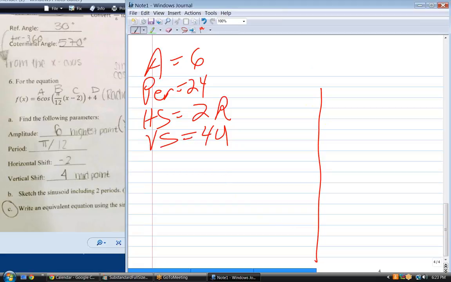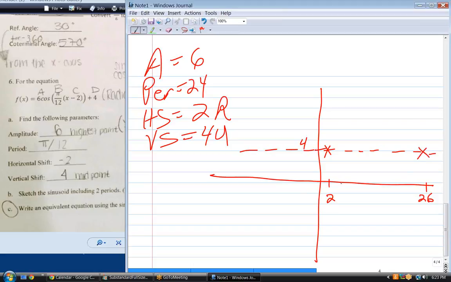So, here's how I'm going to graph it. I'm going to start by going up 4, draw my dotted line. Next, I'm going to go to the right 2 units. This is my starting spot. Okay. If it was a sine curve. I'll get back to that for a moment because this is a cosine curve, so I don't start there. But next, I know my period is 24, so I know where I begin and I know where I end. I end at 26.